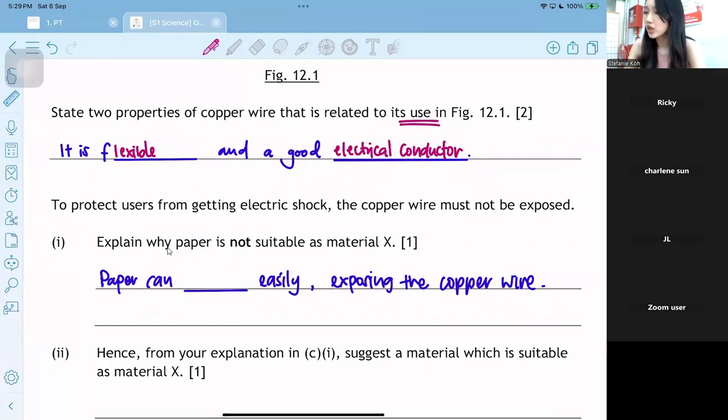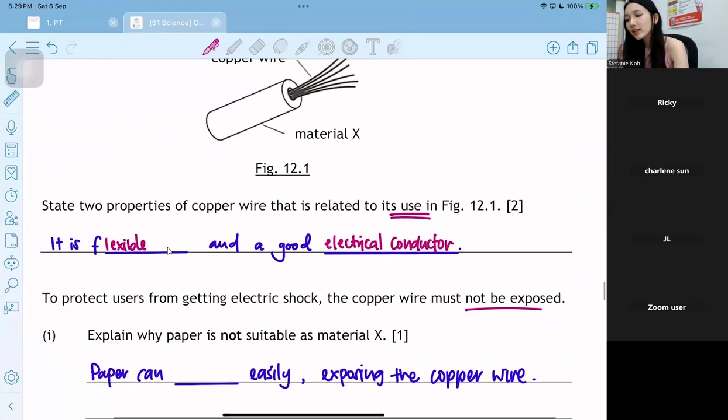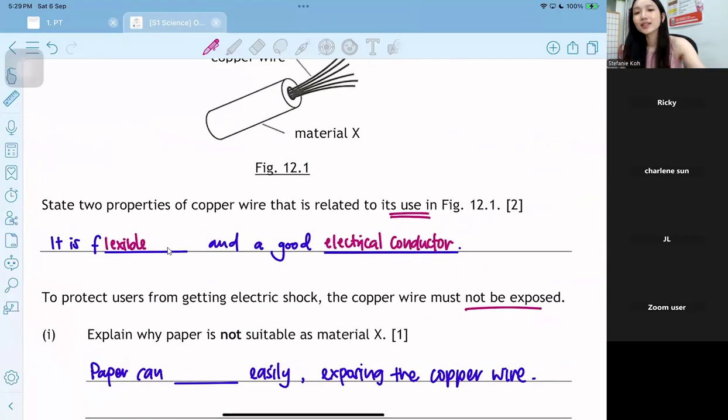Part C, protect users from getting an electrical shock. Copper wire must not be exposed. Paper, you use it to wrap your wires. Does it make sense? Right? Next person we have is Janabel.